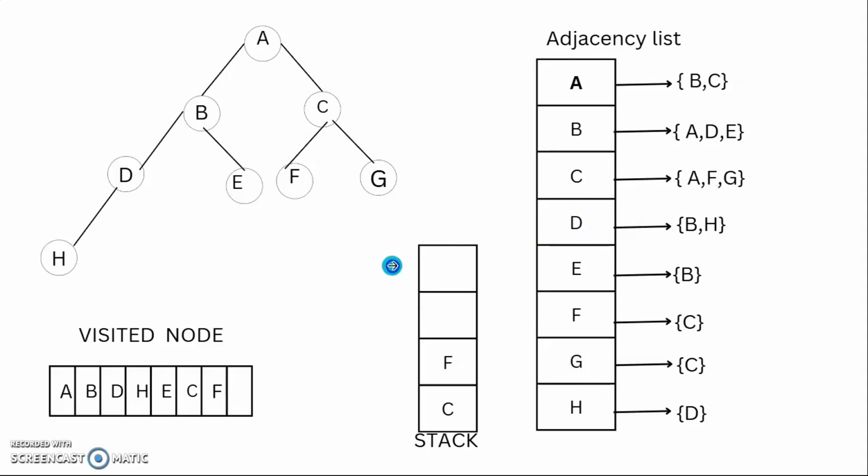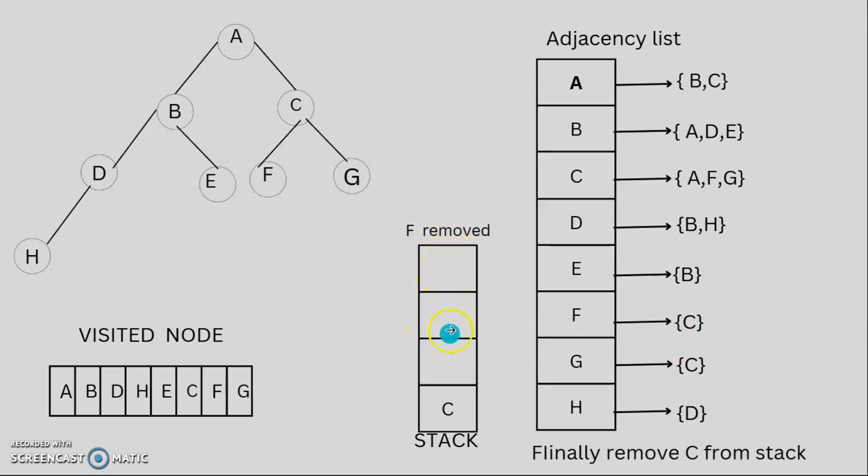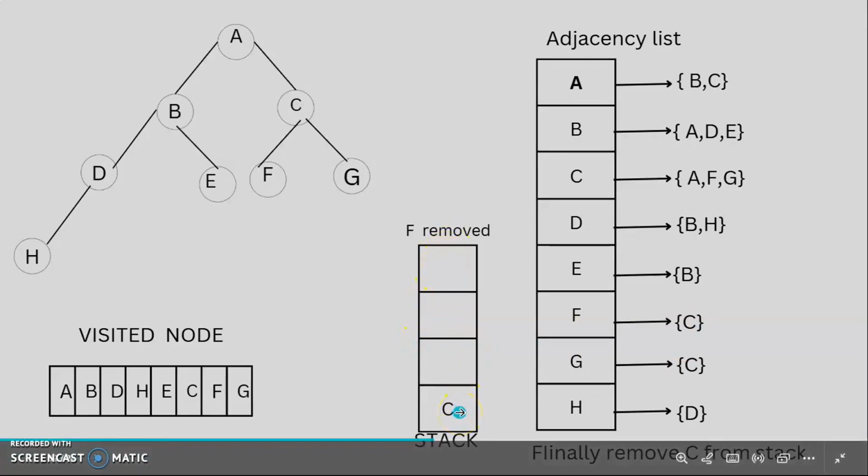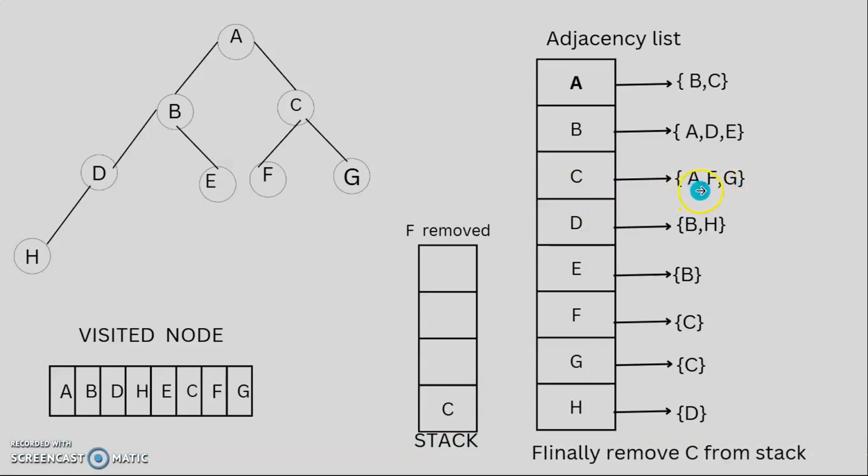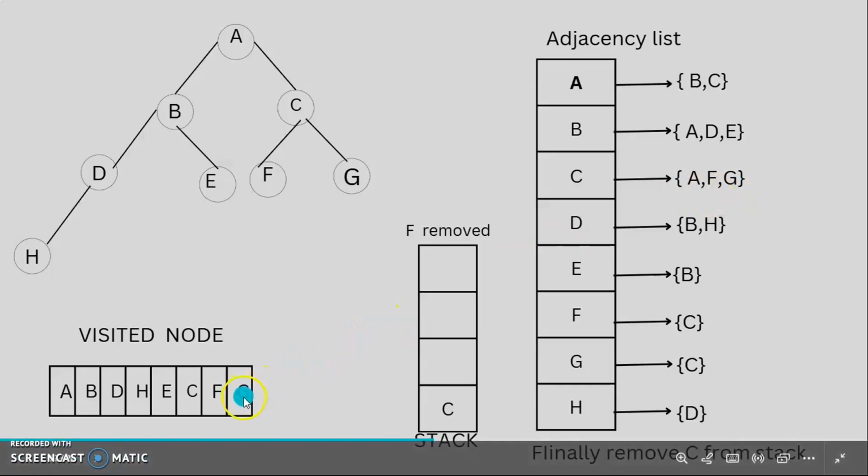Once you enter F in visited nodes and stack, now you can remove F from the stack because there is no further node to be visited. It is directly connected with F because the adjacency list of F is C, but C is already visited. So now you remove F, then what is the final node? C again. So you remove C also from the stack. When you refer to the adjacency list of C: A, F, G. A is already visited, F is visited, but G is yet to be visited. So you enter G in the visited node list.